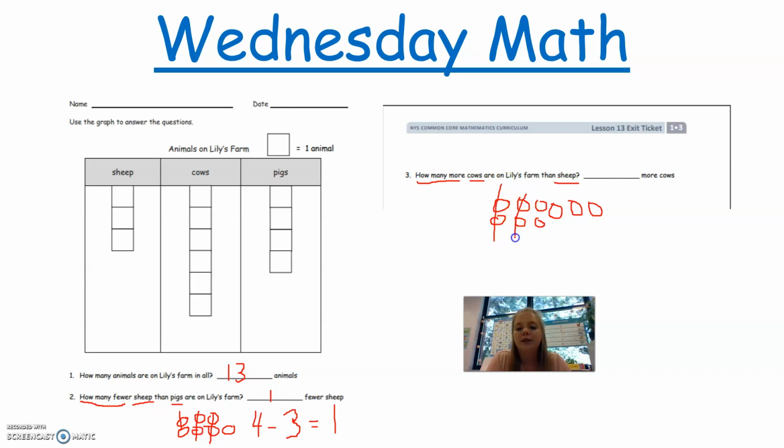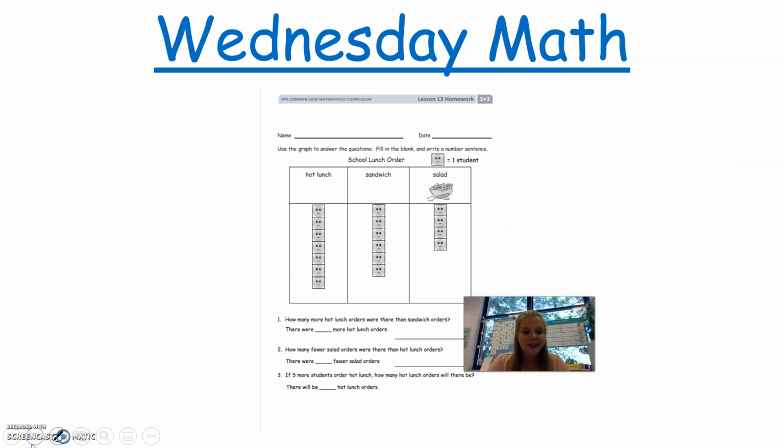What can I do? Cross out the circles for pairs. And how many do I have left over? 3. So I have 3 more cows than sheep. How could I have written that as a number sentence? Start with the bigger number for cows, 6. Take away the smaller number, which is 3. How many would I have left over? That's right, 3. Good job. Okay, let's see what's next.